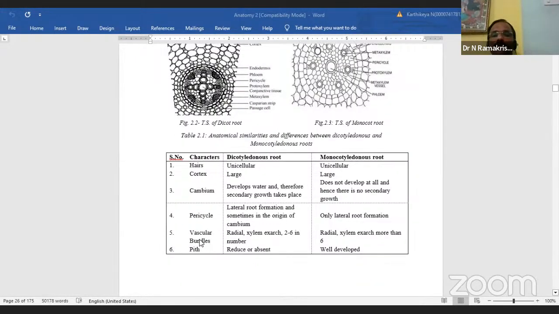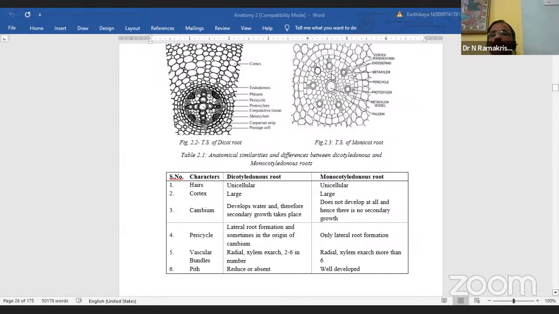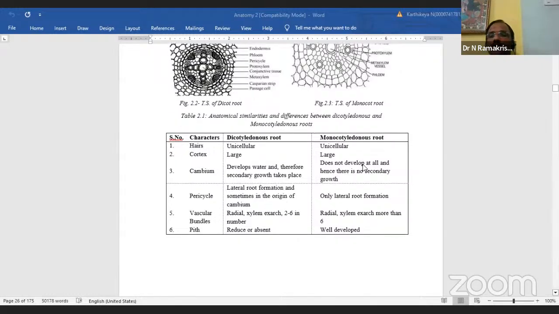So now you see here the radial vascular bundles. Xylem is exarch, 2 to 6 in number. Here radial exarch, more than 6. Pith is reduced or absent in dicots, and here the cortex and pith are well developed. In practical labs, when I give the slide, based on these structures we identify that this is root anatomy.